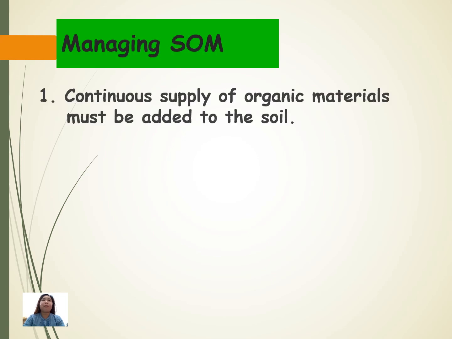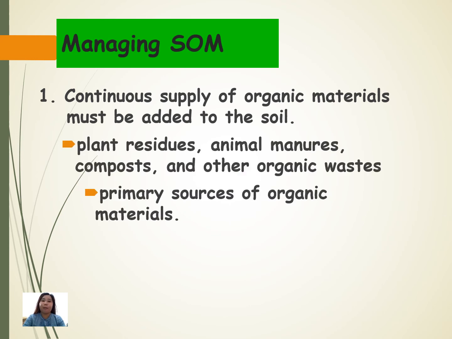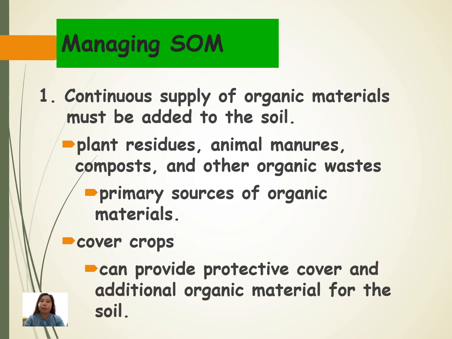So basically, how is soil organic matter being managed? Number one, a continuous supply of organic materials must be added to the soil. The primary sources of organic materials are the following. You can use plant residues or return crop residues, animal manures, addition of compost, and other organic waste. You can also plant some cover crops because cover crops can provide protective cover and also additional organic material to the soil.